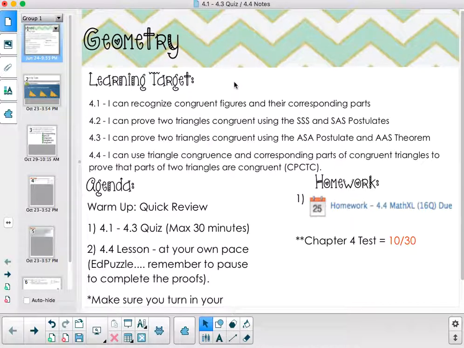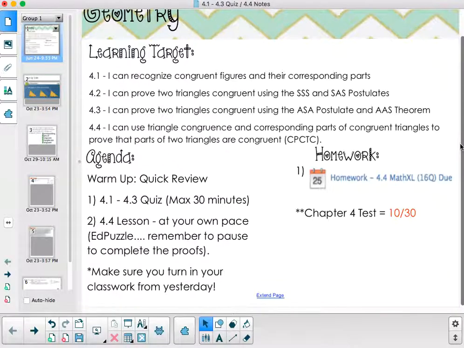Homework this evening / this weekend is 4.4 Math Excel, just 16 questions. We will be testing on this on a Monday. It'll be on the 30th, which is right before Halloween. Please also make sure you turn in your classwork assignment before leaving.